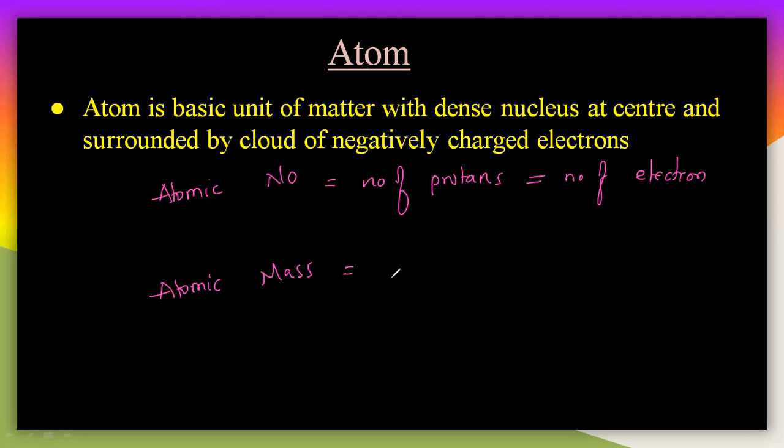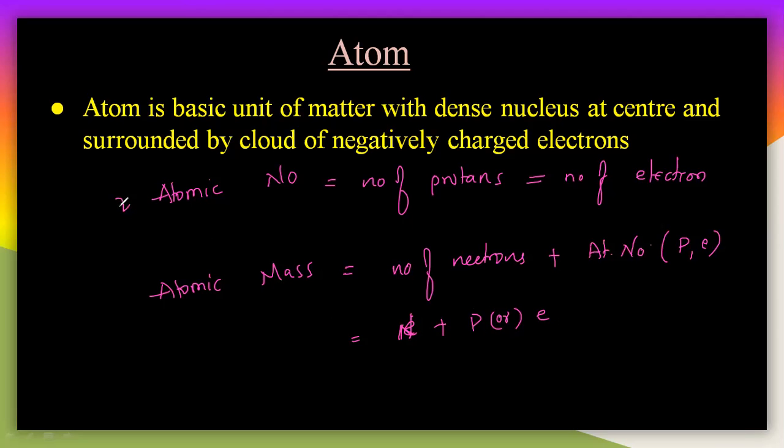So what is atomic mass? What does it actually mean? You can easily understand it: it is the number of neutrons plus the atomic number. The atomic number again indicates the number of protons and the number of electrons. So atomic mass indicates the number of neutrons plus protons. Generally the atomic number is indicated with Z and atomic mass is indicated with A.